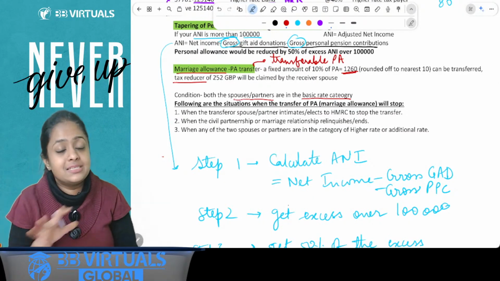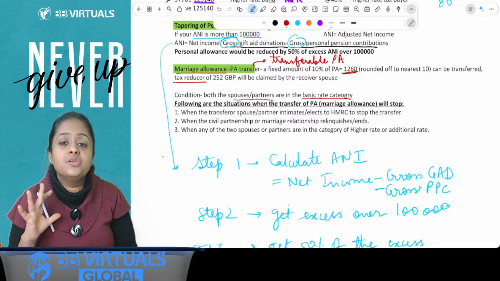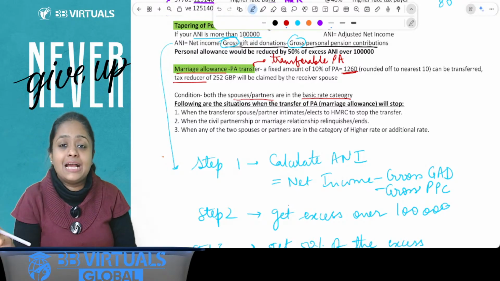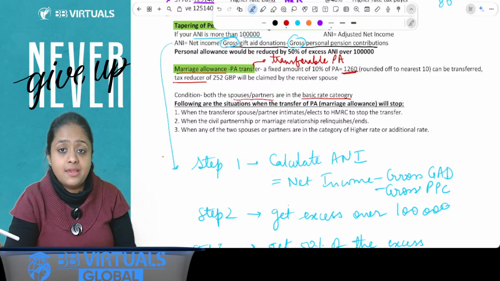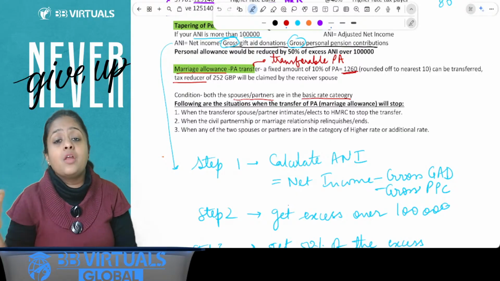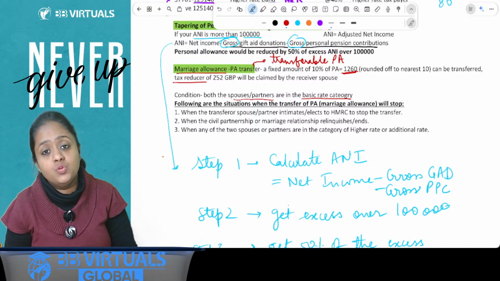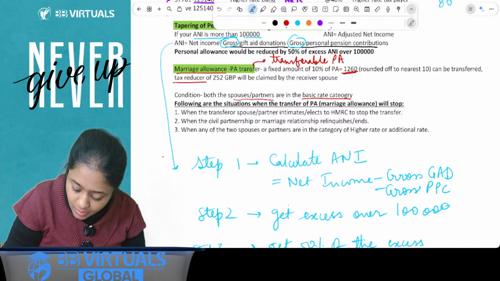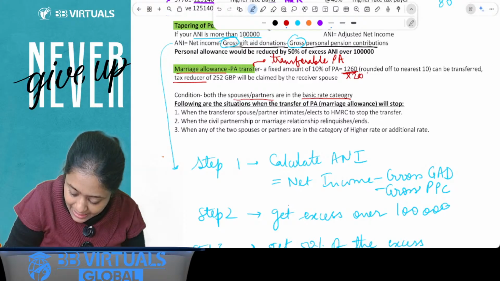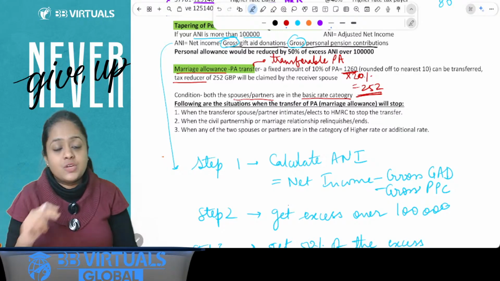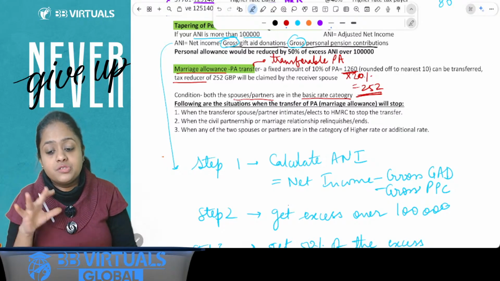I will tell you in an example, don't worry. Tax reducer simply means when you calculate tax liability, just like you reduce PAYE, you will reduce this. And how much to be reduced? Fixed rate of 20% on 1260. So on 1260, you will apply 20%, which is 252. So straight away 252 will reduce your tax liability.